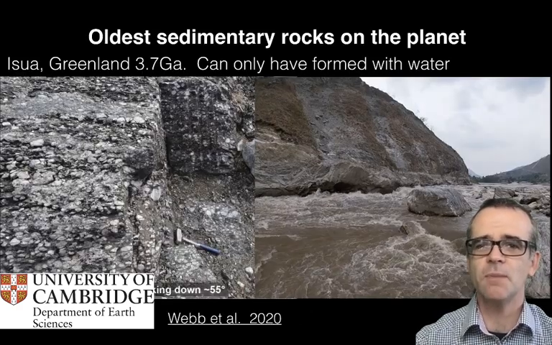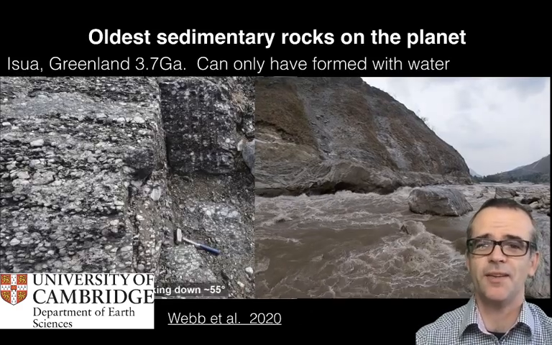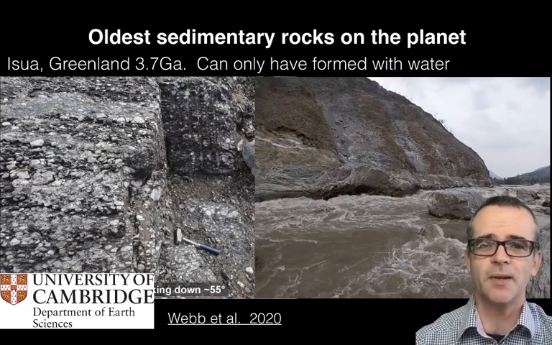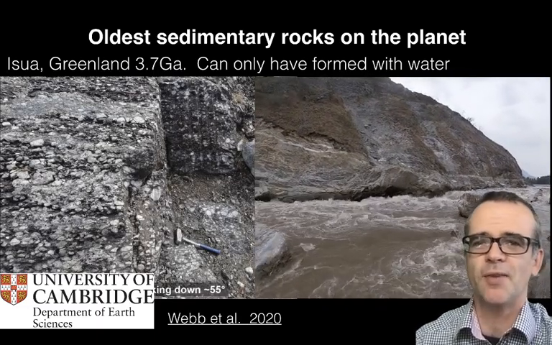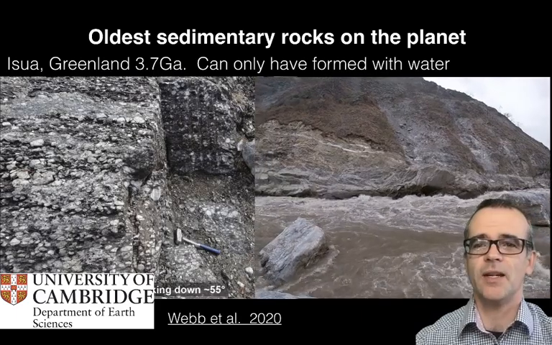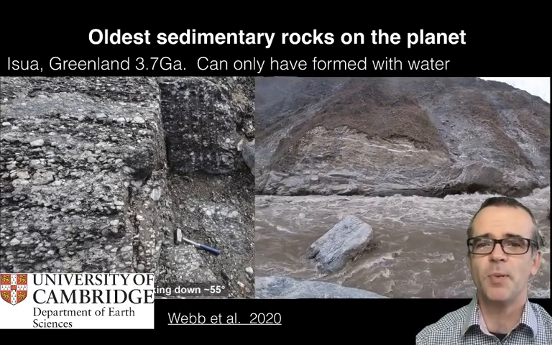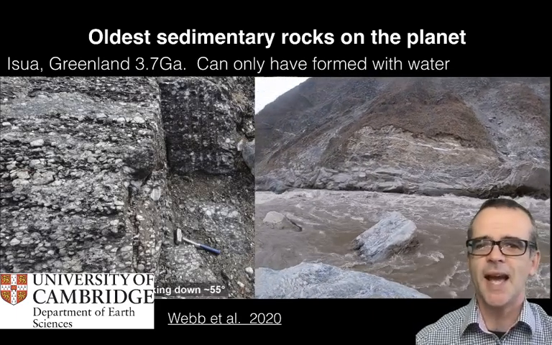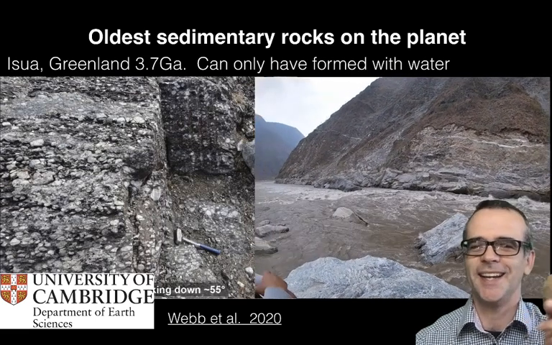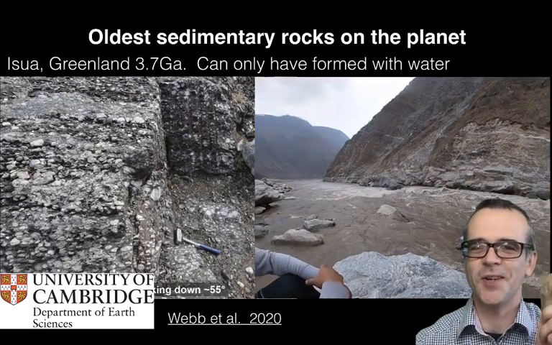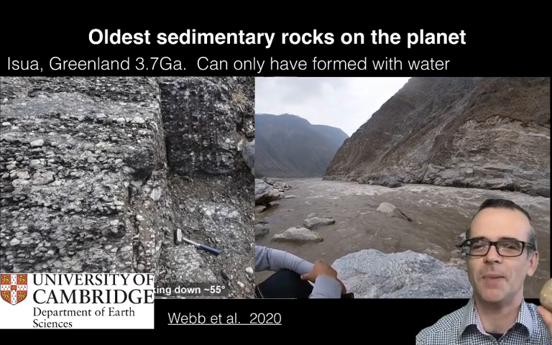But there are other, simpler ways of figuring out that there was water a long time ago. This photograph on the left is a photograph of a rock from 3.7 billion years ago, and just by looking at the rocks, we can figure out that there must have been liquid water on the planet.